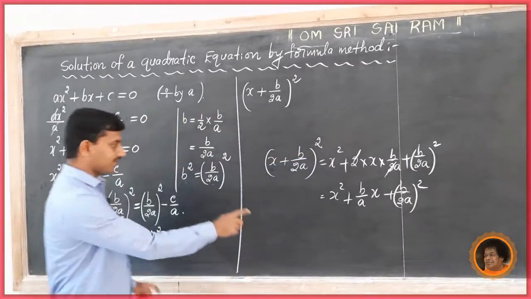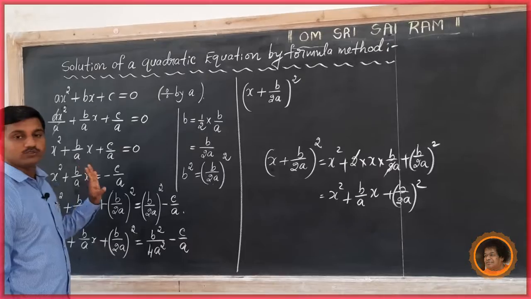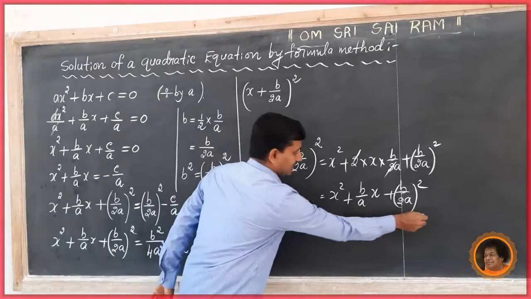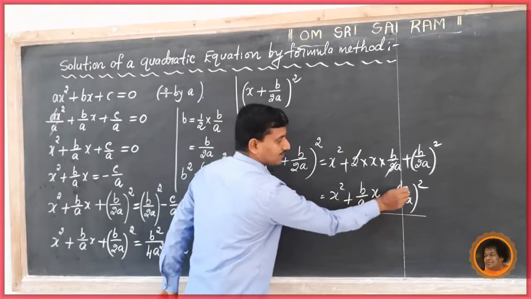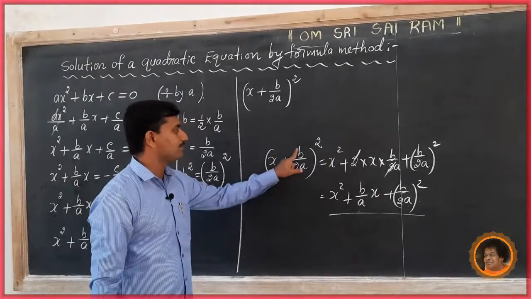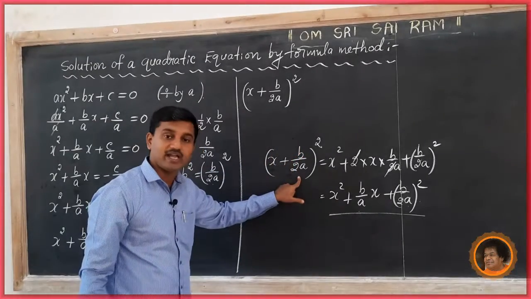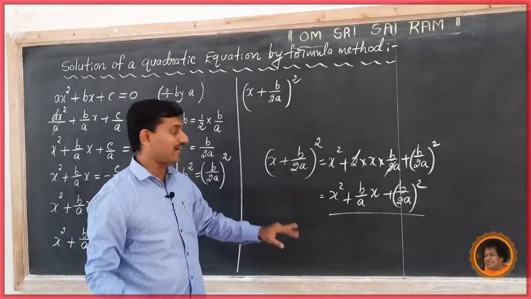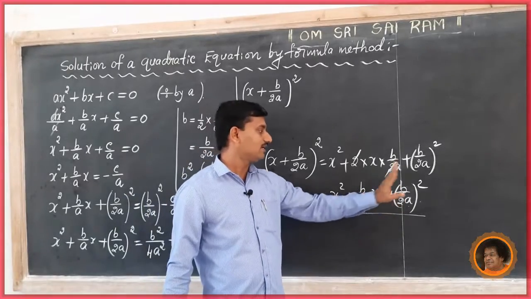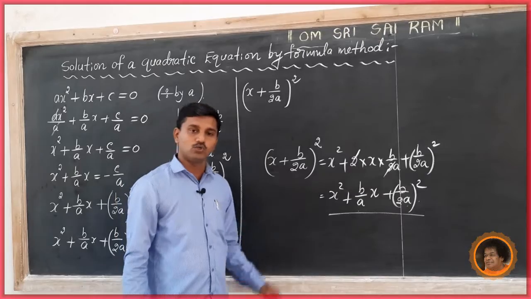Just look at the left hand side: x² + (b/a)x + (b/2a)². Therefore, we can simply write it as (x + b/2a)². So x + b/2a and x + b/2a are the factors of x² + (b/a)x + (b/2a)². So that is the identity (a + b)².